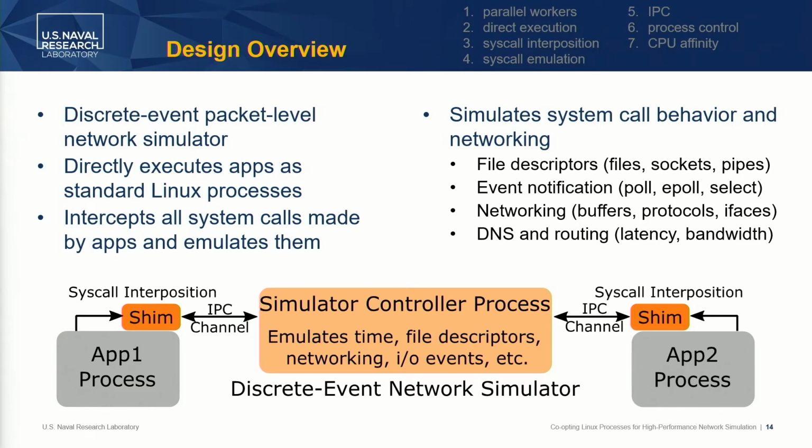So we created a discrete event packet level network simulator. Again, it directly executes applications as standard Linux processes, and then intercepts all the system calls that they make, and then emulates them inside of the simulator process. So we're simulating system call behavior and networking with functionalities such as file descriptors, event notification, networking, DNS, and routing, all simulated inside of the discrete event simulator, which runs in application layer without requiring any kernel changes.